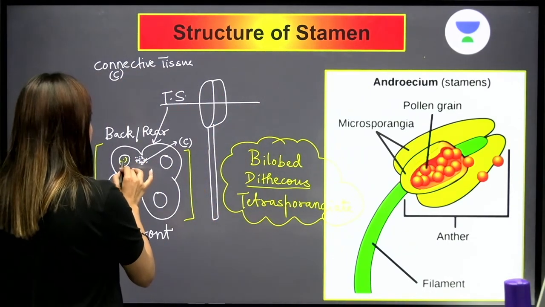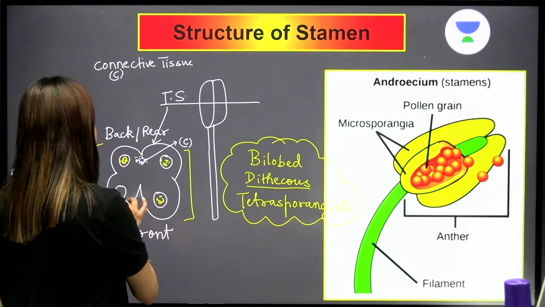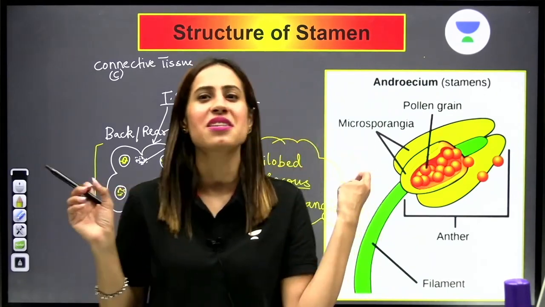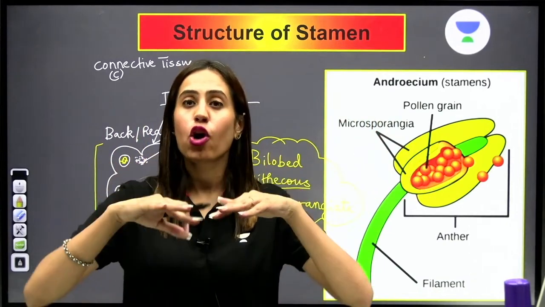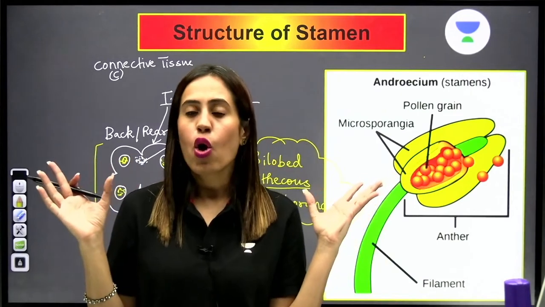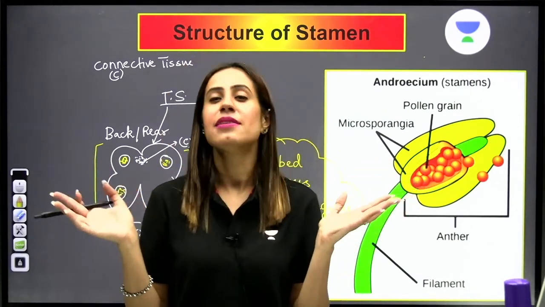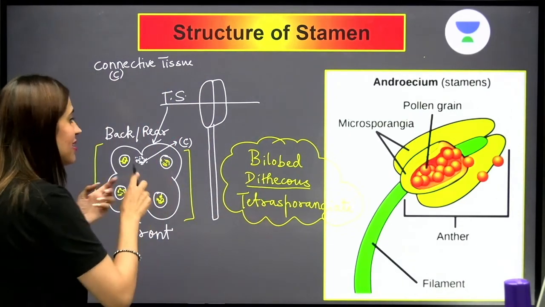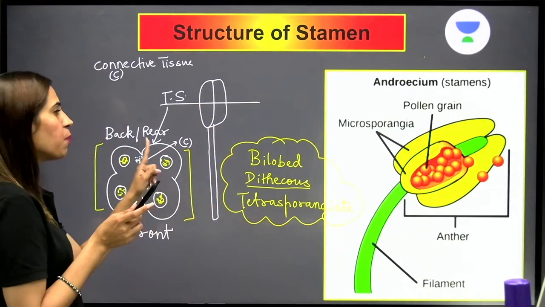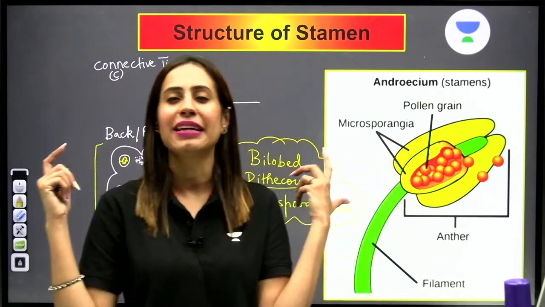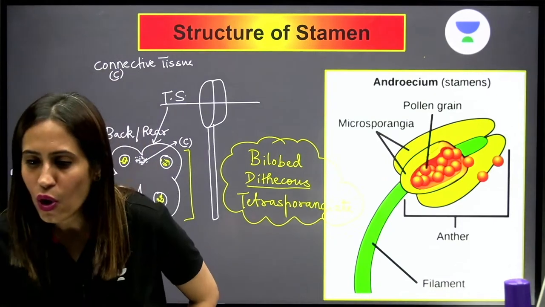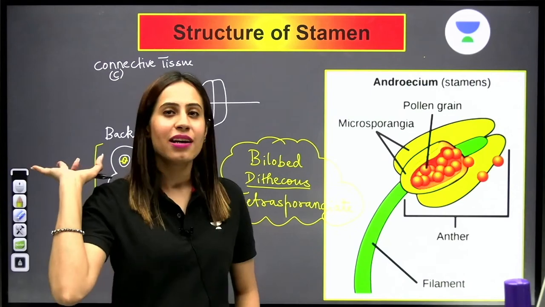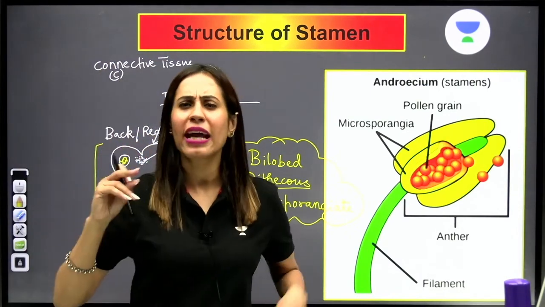So here, inside the microsporangia, we have a mass of compactly arranged homogeneous cells. I know there are two, three heavy terms. A mass, a group, of compactly arranged, tightly packed, homogeneous cells. All the cells are similar in shape, similar in size. A mass of compactly arranged homogeneous cells that occupy the center of each microsporangium, that is called sporogenous tissue. What do you call it? Sporogenous tissue. And the ploidy level is diploid.